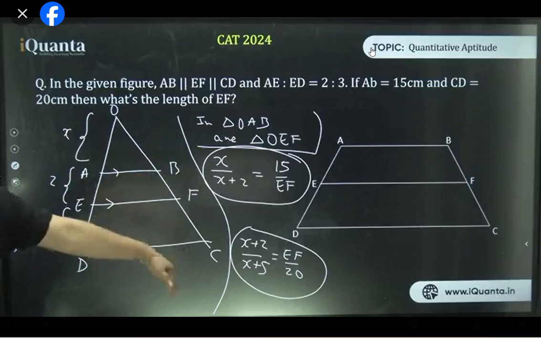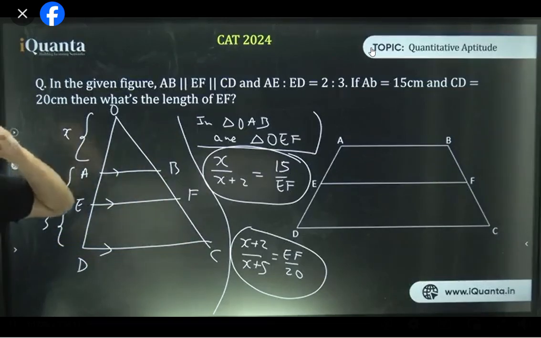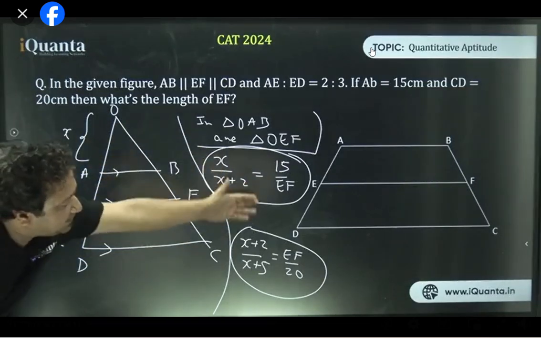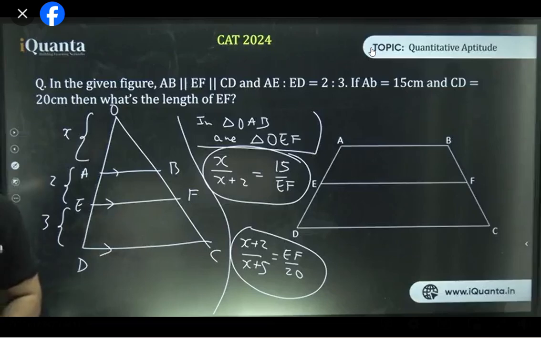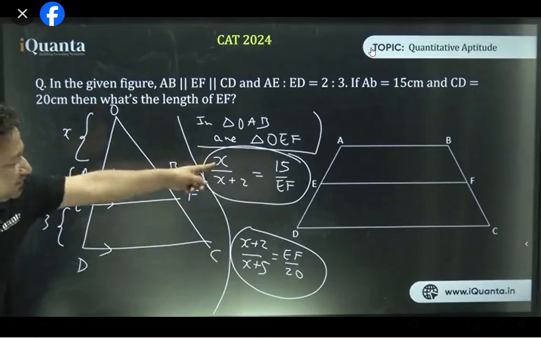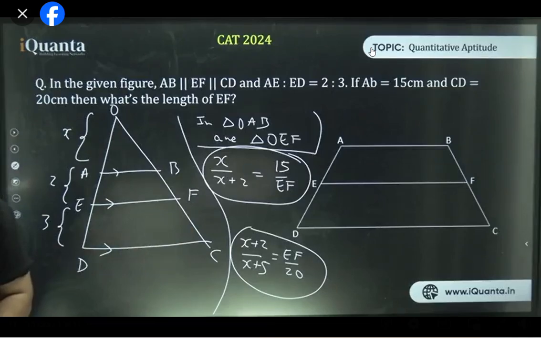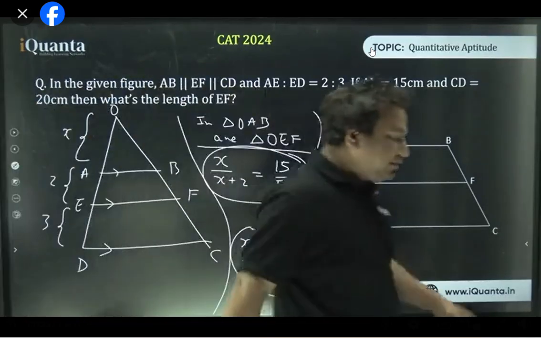After this, can you guys solve it? Or should I solve it for you? After this, I will just multiply these two. Why? Because EF will get cancelled. I'll get an equation in terms of x. Then find the value of x and put it anywhere, either in the first equation or the second equation, get the value of EF also. You can do that, right? Well, now coming back to what I said about similarity.